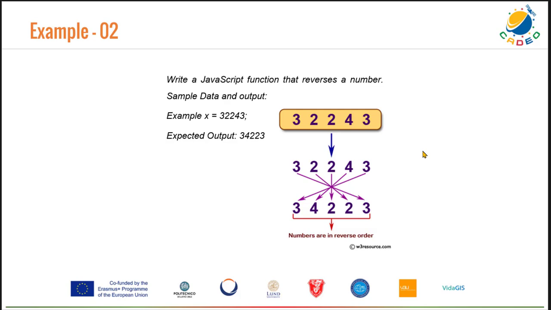The second example writes a JavaScript function that reverses a number. For example, we have the number 32243, and the reversed number is 34223.